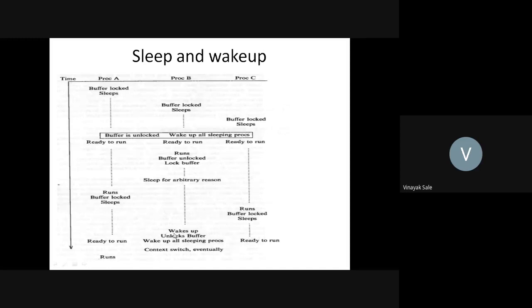After some time, the buffer is unlocked and all sleeping processes wake up: process A, process B, and process C. So a context switch happens eventually, and execution starts with process A. At that time, process B and process C are in sleep mode, and so on. This is an example of the sleep and wake up states of three different processes: process A, process B, and process C.